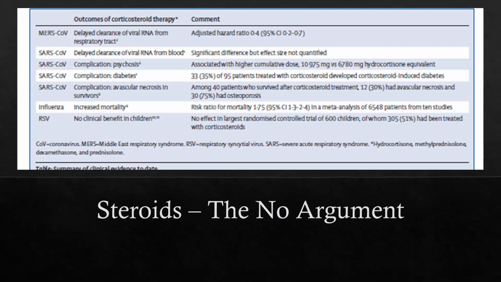Additionally, patients who were given steroids in SARS-CoV were more likely to require mechanical ventilation, vasopressors, and renal replacement therapy. And this was thought to be, again, likely from prolonged viremia and delayed clearance of the virus. So available observational data essentially suggests increased mortality in influenza and then potentially increased secondary infection rates as well.